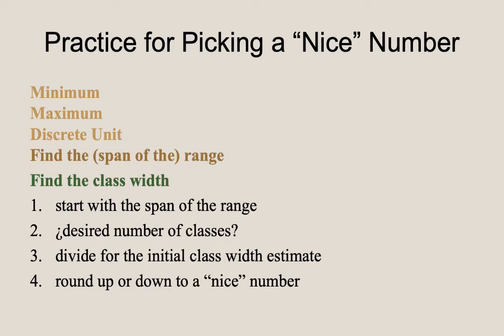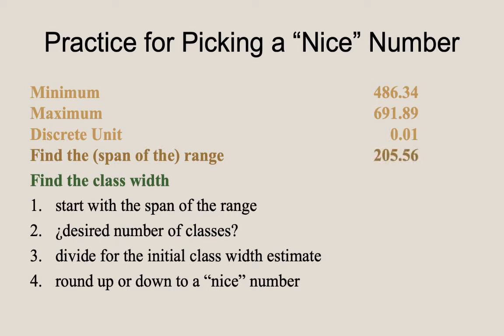Before proceeding, I think it's a good idea to practice working with this idea of quote-unquote picking a nice number, a quote-unquote nice number for the class width. All right, let's work with a made-up data set here. Let's say we're working with a data set that has a minimum of 486.34 and a maximum of 691.89, and the apparent discrete unit appears to be 0.01 or 1/100ths.